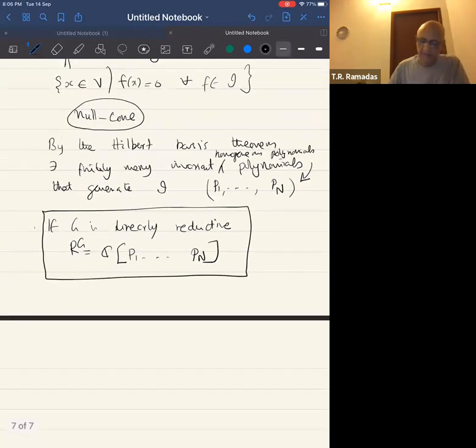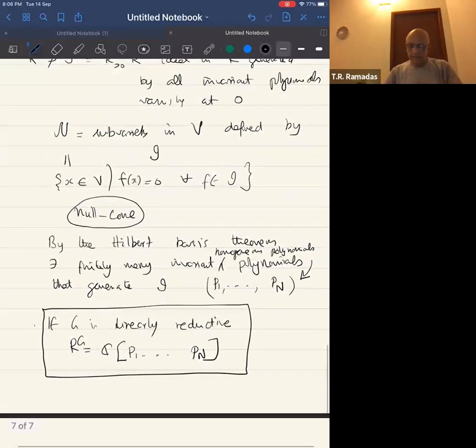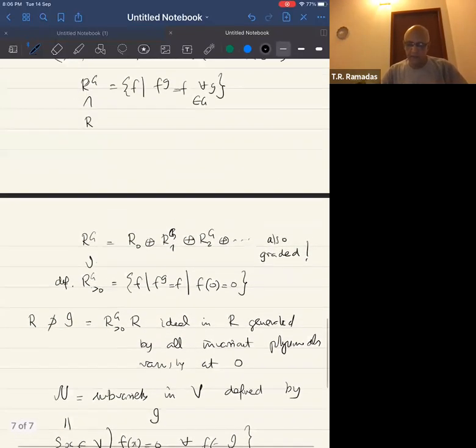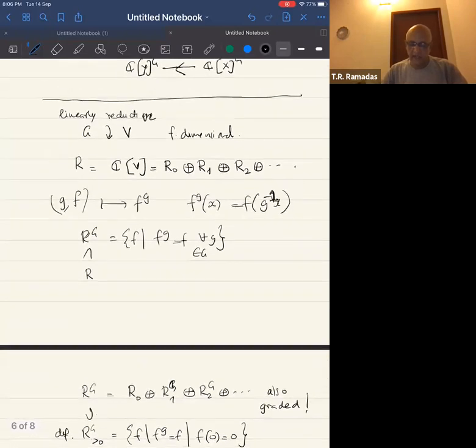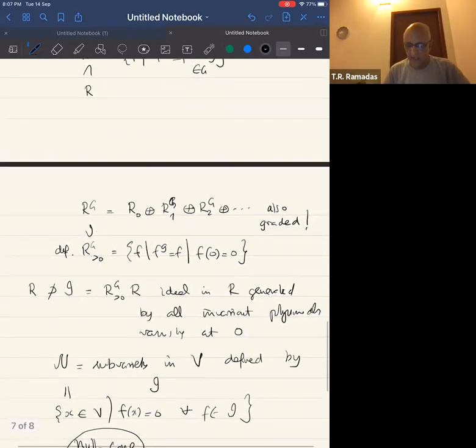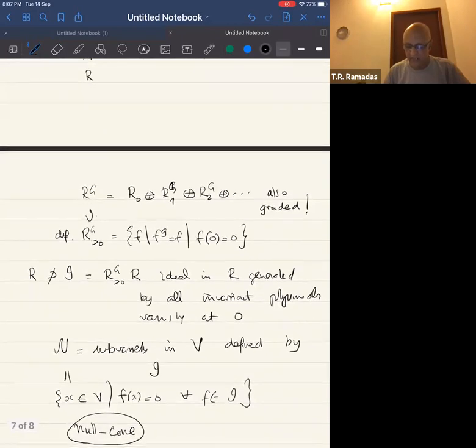So let me repeat. Let's start here. I have some arbitrary group. Some arbitrary algebraic group G acting on a finite dimensional vector space. I take the ring of functions on that finite dimensional vector space, look at the ring of invariants, look at the ideal generated by the ring of invariants in R.